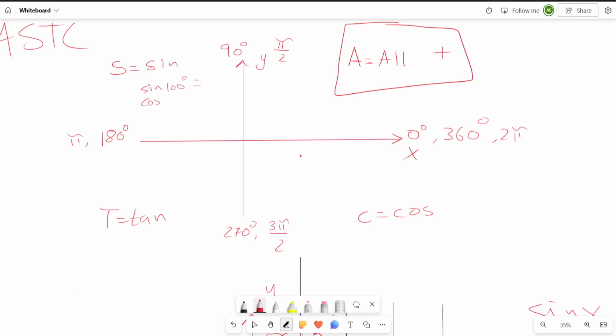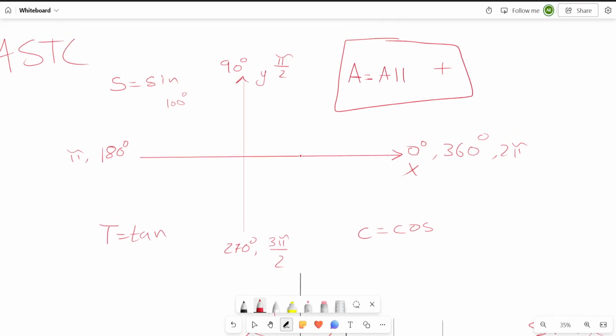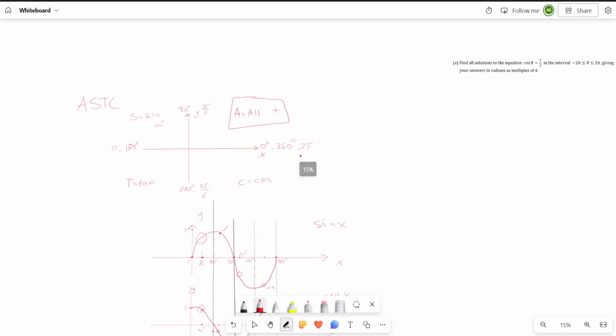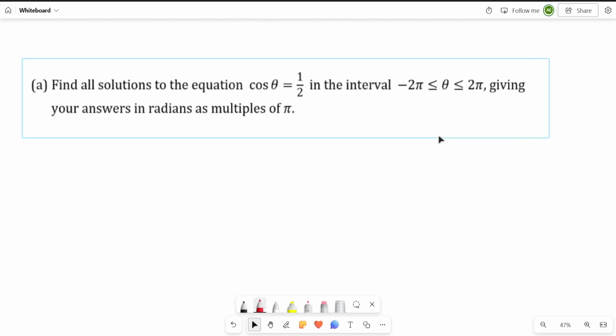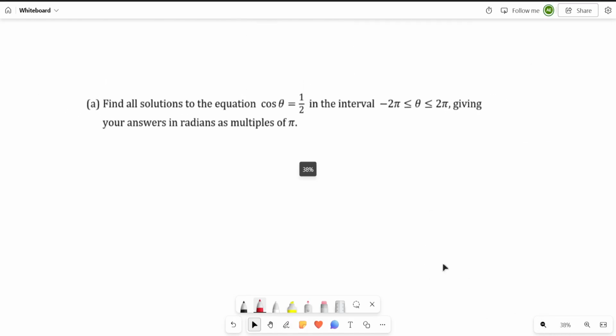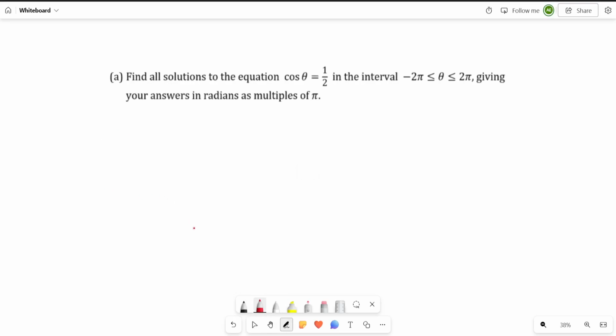Okay, so I hope it's clear from now, and this is all theoretical. I want to move to practical. So how do we use the ASTC rule in order to solve equations? So let's try attempting this question together. Okay, so the question tells me that I need to find all the solutions of cosine theta equals half from a region of negative 2 pi until 2 pi.